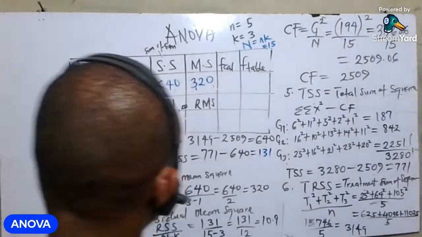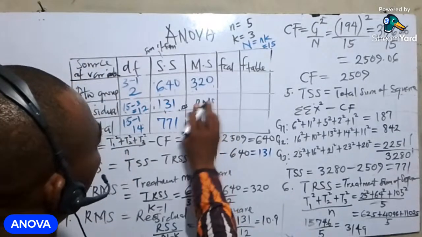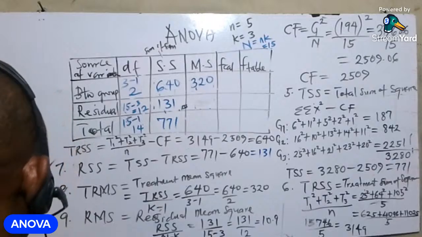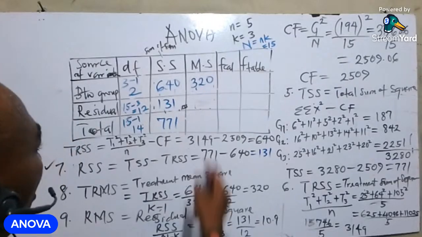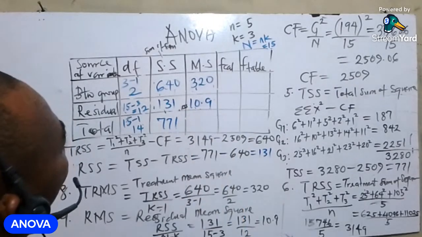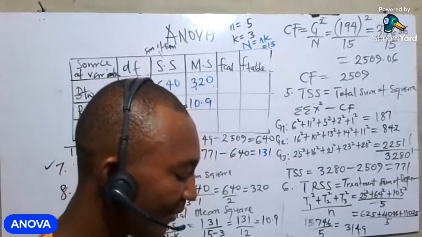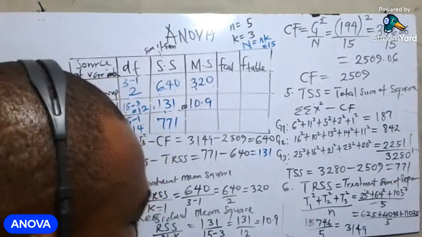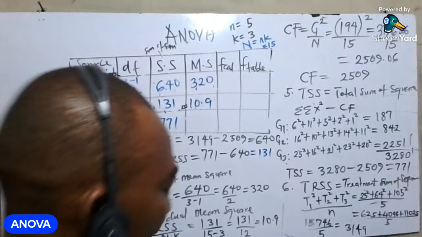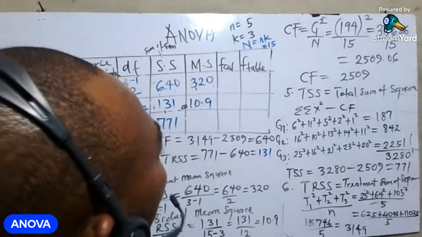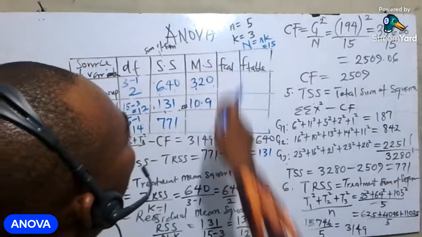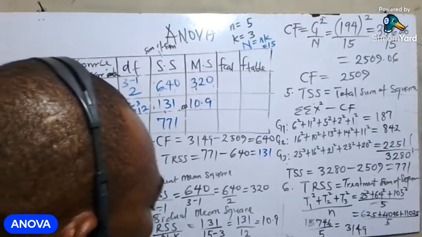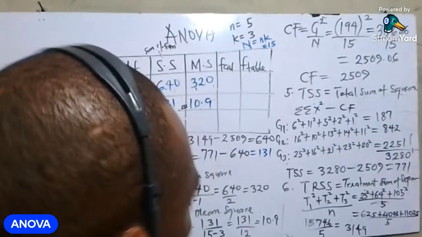So 10.9 goes in this place. We are almost through. It's just to get our F calculated now, which is the last thing, and it's the easiest thing. That is the F ratio. So how do we get your F calculated, which is the F ratio?